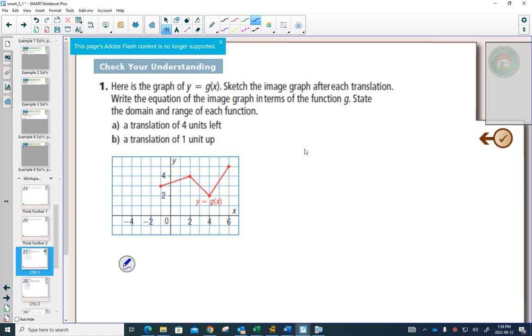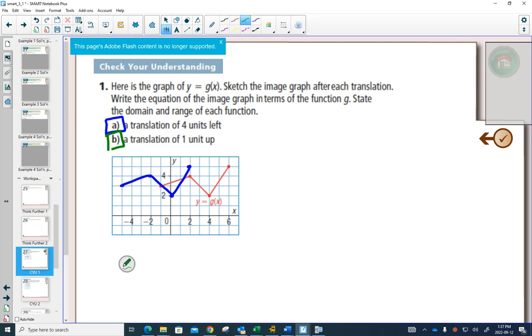We have the red graph. I'm going to do part A in blue. I'm going to take each of these points and translate it 1, 2, 3, 4 units to the left. Oh, and if you haven't done connect the dots since like grade 2, it's so much fun. You get to draw the dots and connect them. And you should get the same shape that you had before.